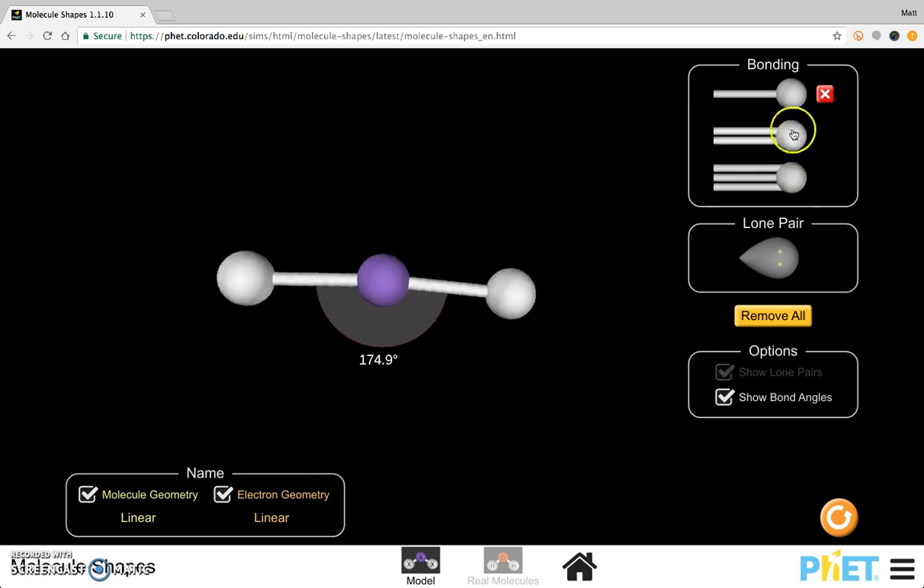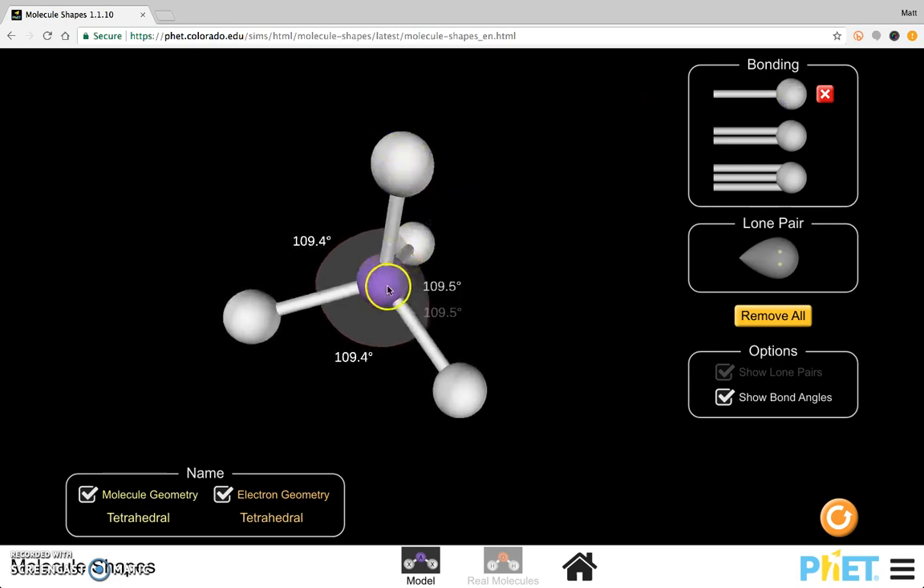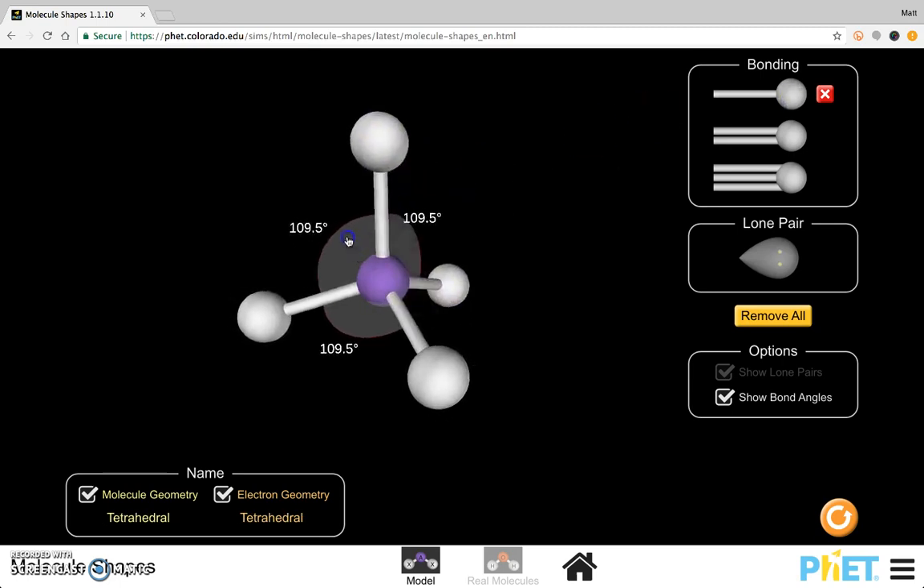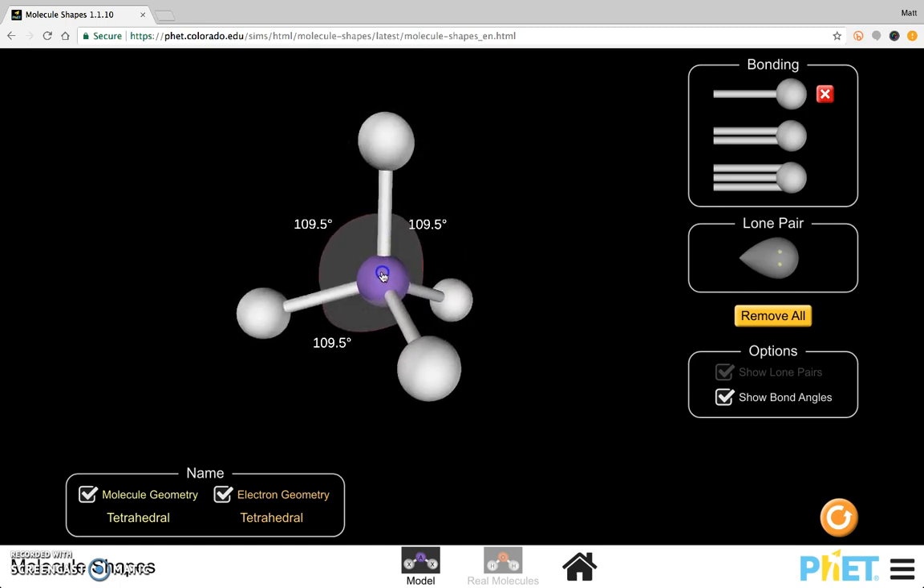I'm going to remove my lone pair, put a bonding group back on. I'm going to add one more bonding group to give us 4 bonding groups. Now with 4 bonding groups, 0 lone pairs, we have an electron and molecule geometry called tetrahedral. Tetrahedral basically means 4-sided. If we were to put faces on each of the sides of this molecule, we would basically have a triangular pyramid, or a 4-sided prism. The bond angles between each of the atoms is now 109.5 degrees.